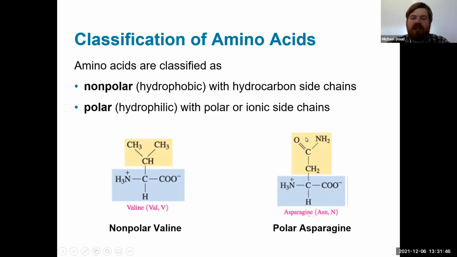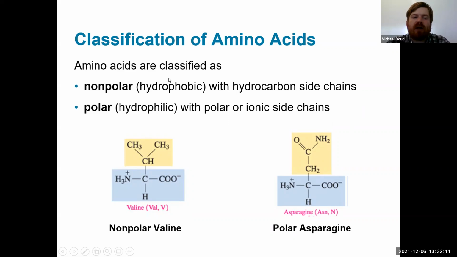Over here we have asparagine. Now asparagine's R group contains an amide. So we have here a carbonyl bonded to an NH2. Both the carbonyl and the NH2 are going to be polar. They've got a polar carbon-oxygen bond, and the carbon-nitrogen and nitrogen-hydrogen bonds are all polar. So we would call this a polar amino acid.